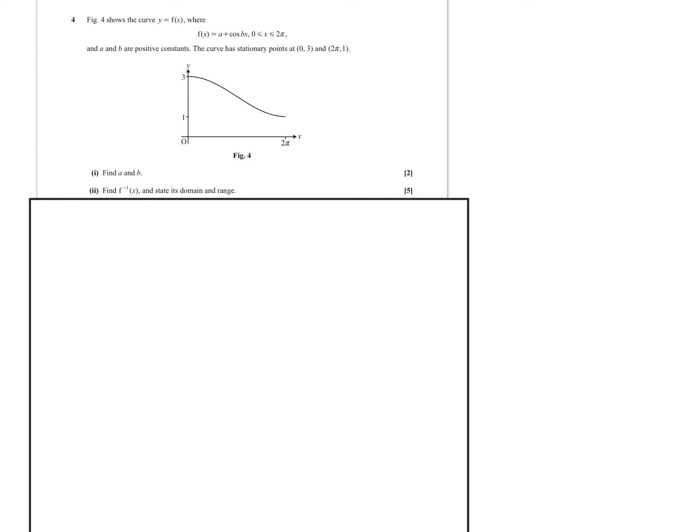Question 4. We all struggled with this one. This is our shifting of the cos graph. We're shifting the cos graph. How are we moving it about?